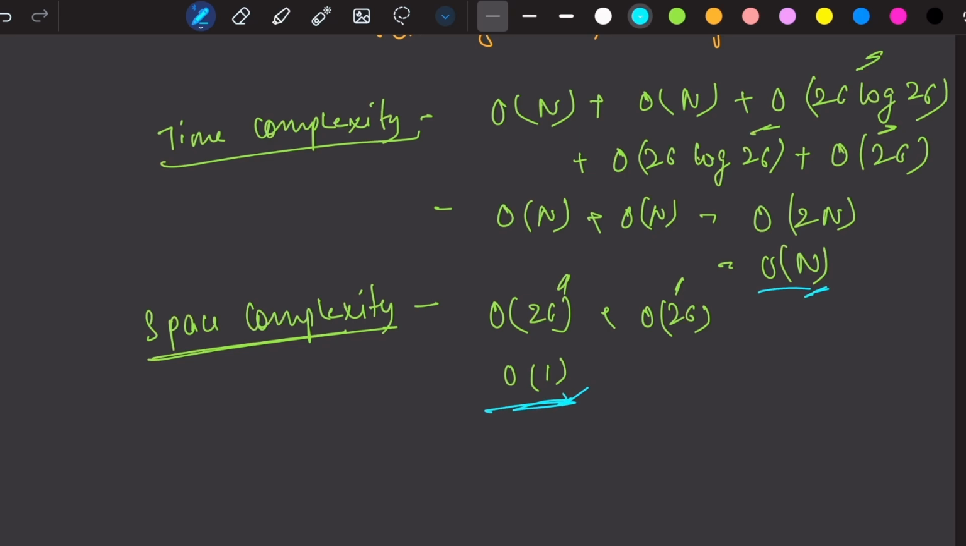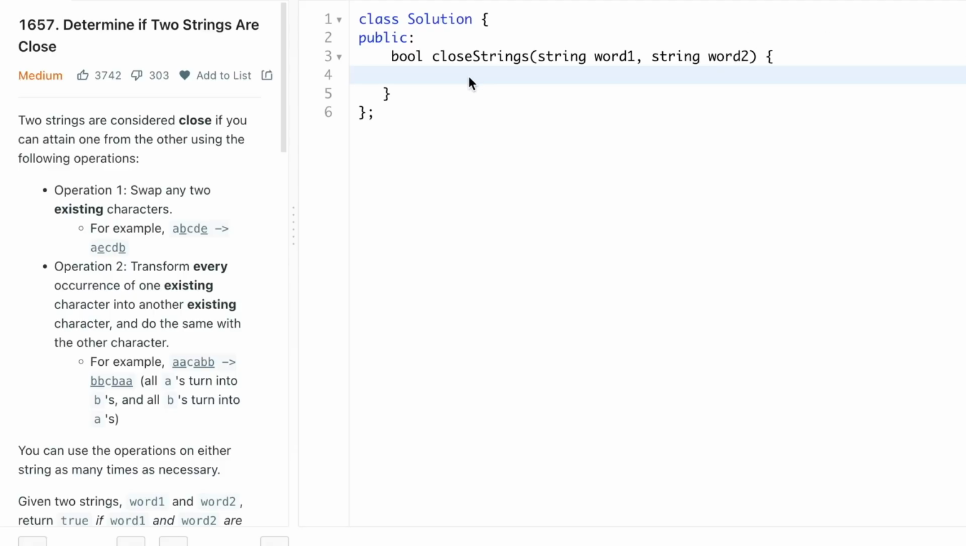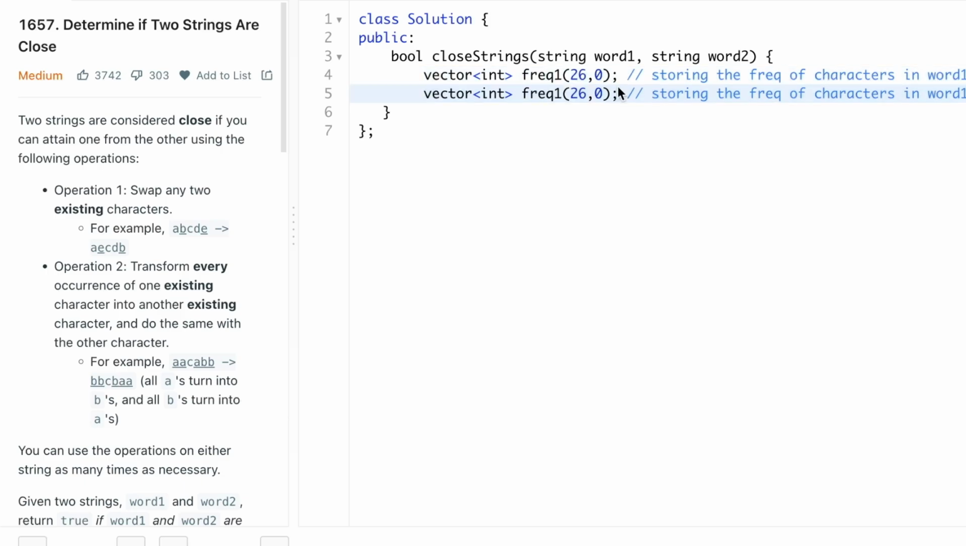So let's just move to the coding part to better understand it. Let's start the coding part, and we will do it while following our approach. So it will be frequency 1 with 26 size, and all the frequencies should be 0. It will be for storing the frequency of characters in word 1, right? Similarly, we should have one for the second, so it will be for word 2, right?